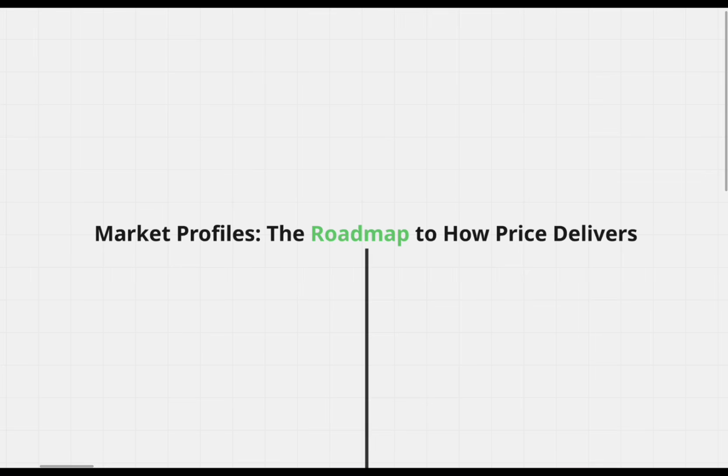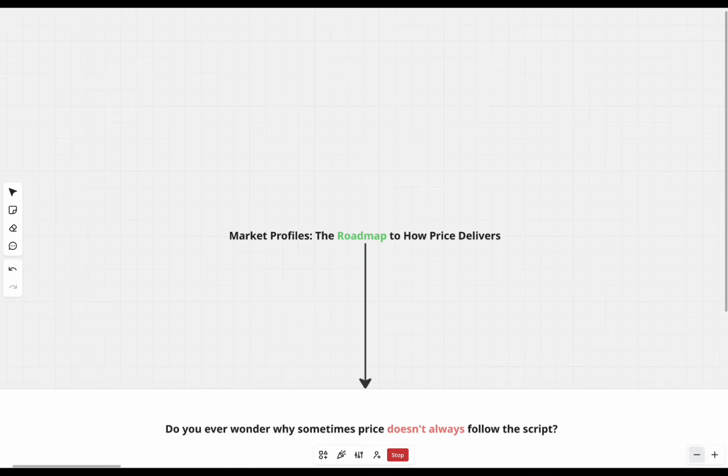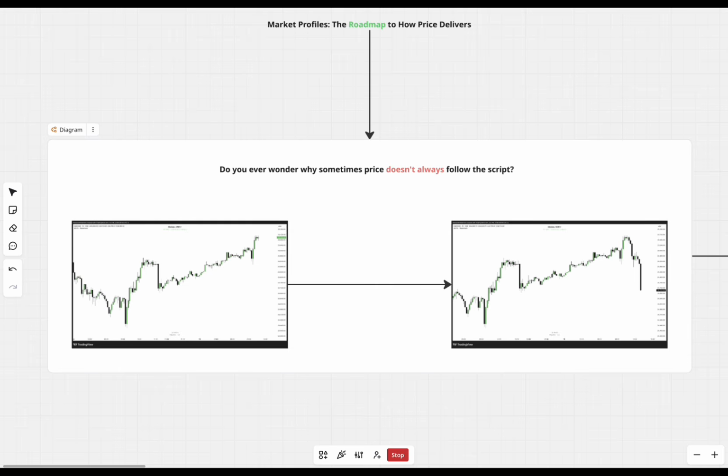And today we are gonna talk about market profiles, the roadmap to how price delivers. Most traders think that having a bias alone is enough. But the truth is, if you apply your bias at the wrong time, it will make you lose money. Even a perfect bias fails without context.